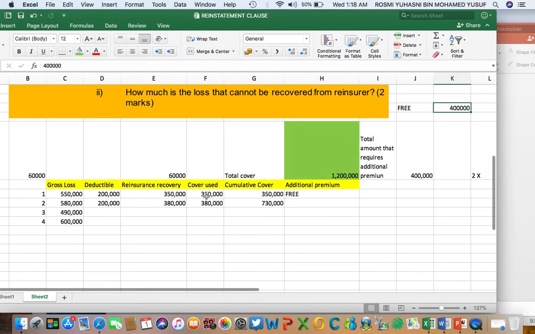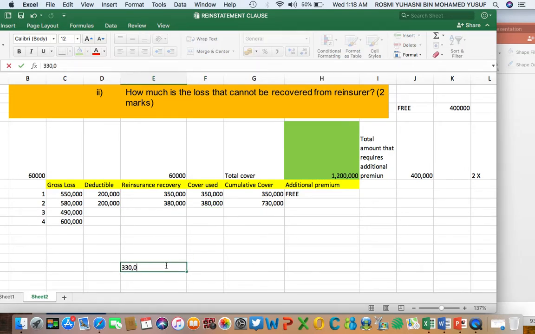So they have used, or they have reinstated after first claim 350, meaning that there is another 50,000 free. But over here, they have to reinstate 380,000. So what does that mean? What do you understand by that? The 50,000 is free, meaning that 380 minus 50,000 is 330. Okay?